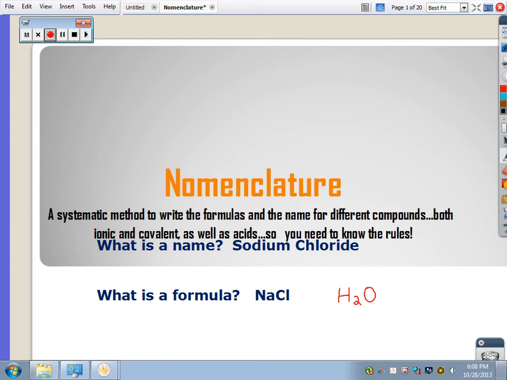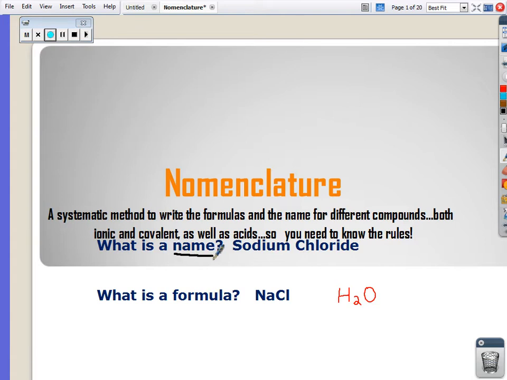Today we're going to learn about naming compounds, otherwise known in chemistry as nomenclature. Nomenclature is a systematic method used to write formulas and names for different compounds. These include ionic, covalent, and acids. Before we begin, you need to understand the rules. You already know some things about formulas and names.